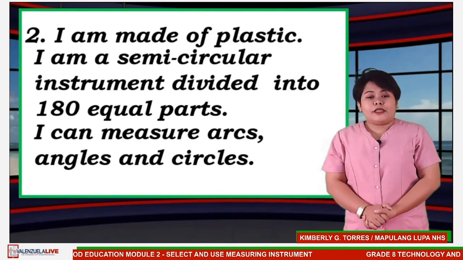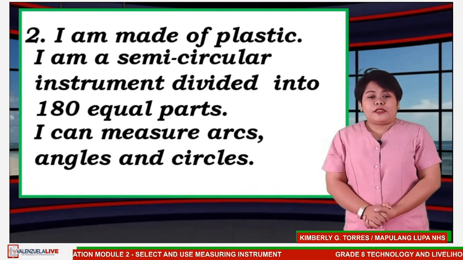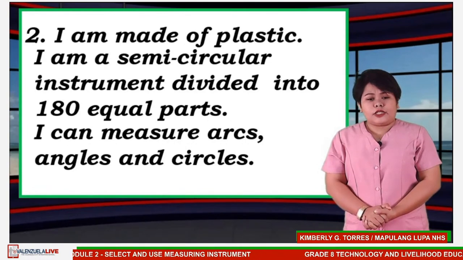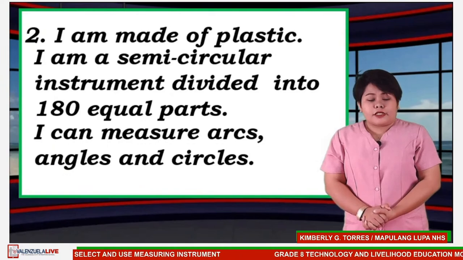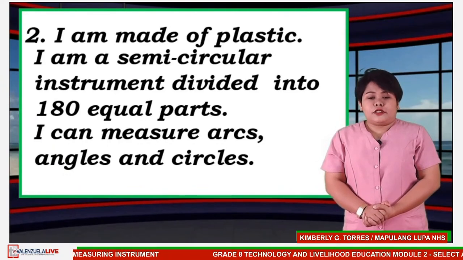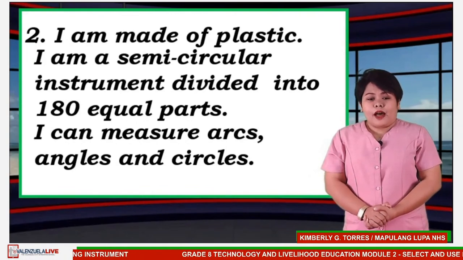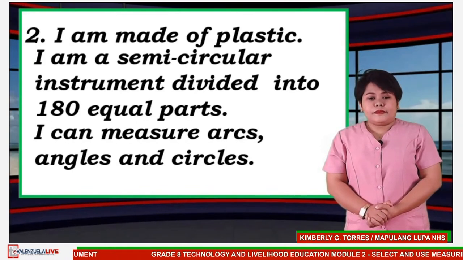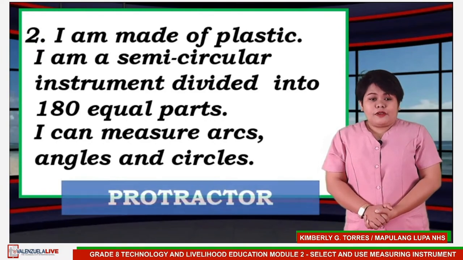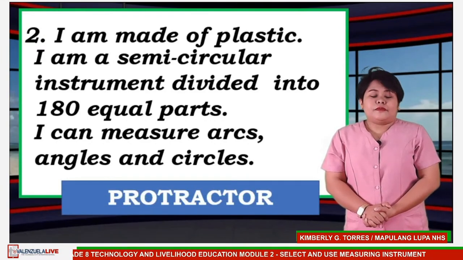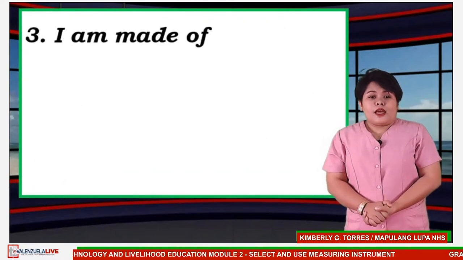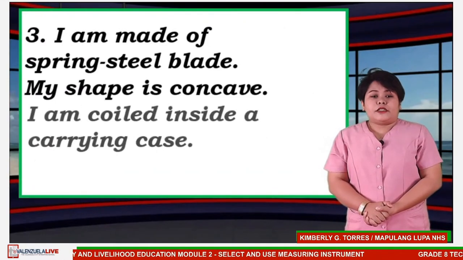Number two, I am made of plastic. I am a semicircular instrument divided into 180 equal parts. I can measure arcs, angles, and circles. What am I? The answer, protractor.